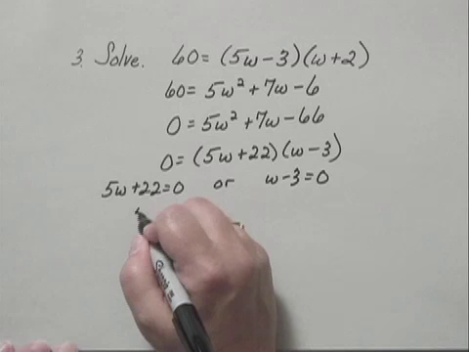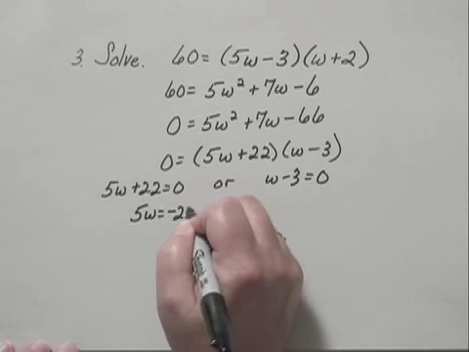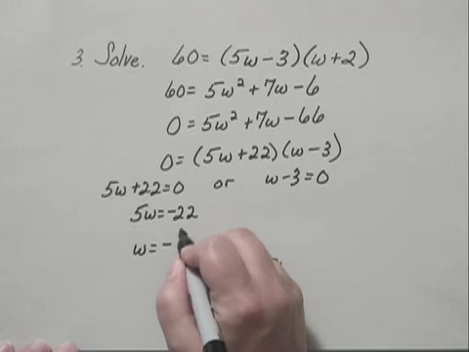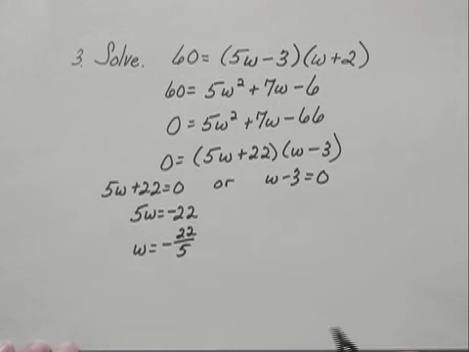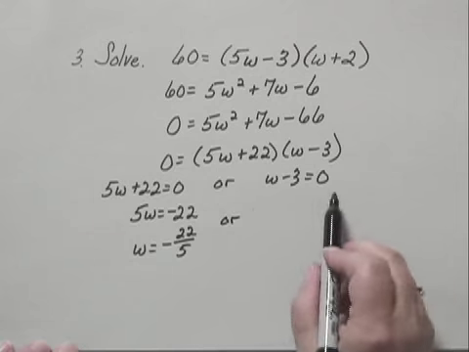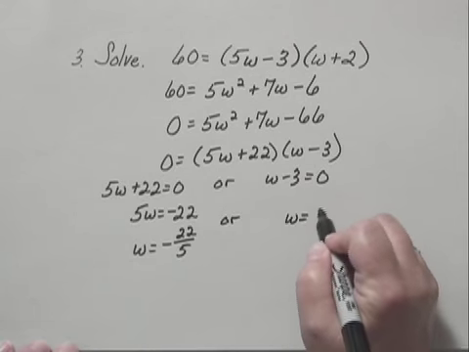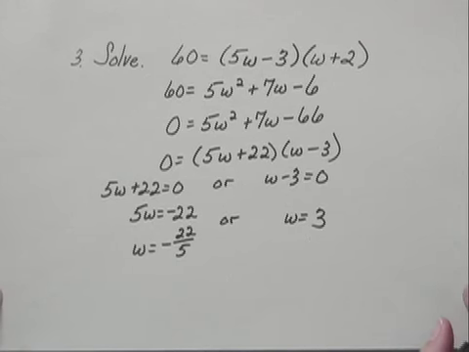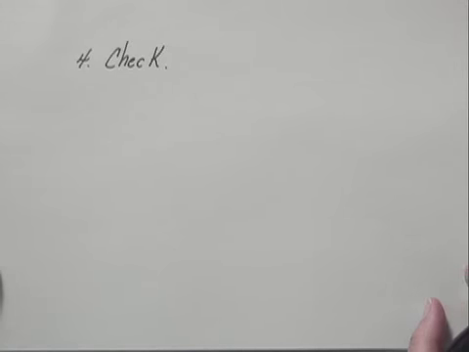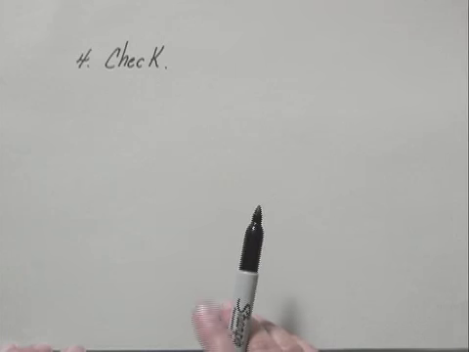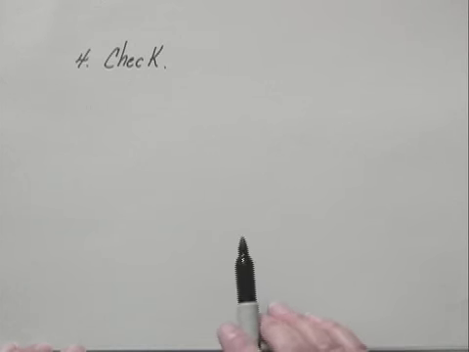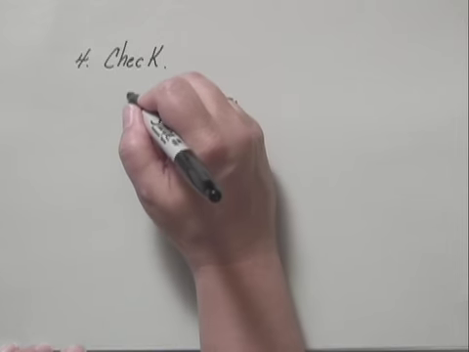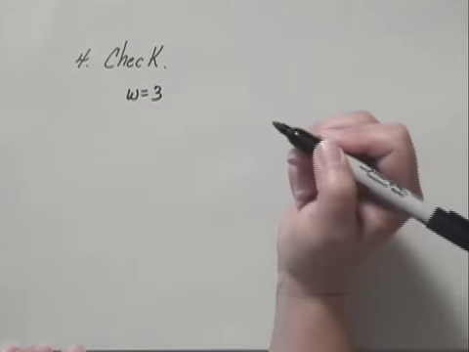Subtracting 22, I have 5W equals negative 22, or W equals negative 22 fifths. Or solving here, adding 3 to both sides, I have W equals 3. So I have two possibilities for W, negative 22 fifths or 3. Now when I check the answer, I'm going to go back to my original problem. I realize that W stands for the width of the rectangle. The width cannot be negative, so negative 22 fifths cannot be a solution. So I'm only going to check W equals 3.